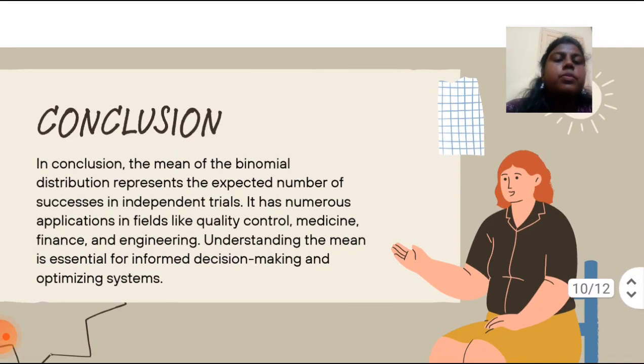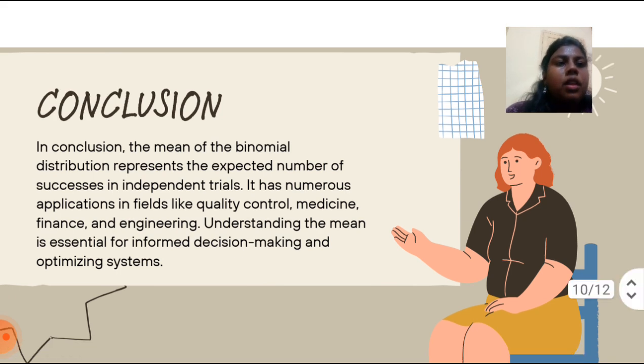So at the end we come to the conclusion that the mean of the binomial distribution represents the expected number of successes in independent trials. It has numerous applications in fields like quality control, medicine, finance, and engineering. Understanding the mean is essential for informed decision making and optimizing systems.